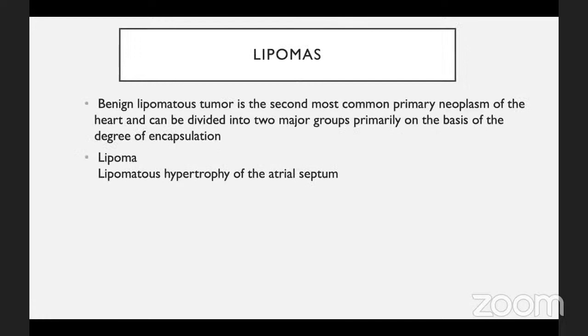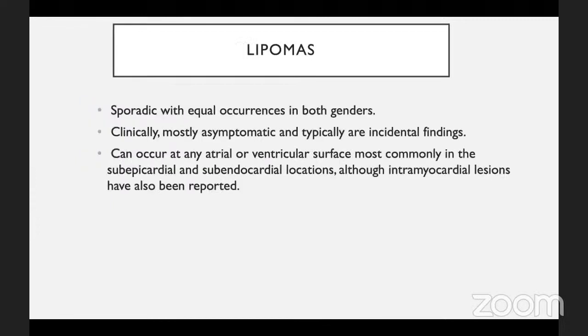The second tumor is the lipoma. Lipomas can be divided into two major groups. The division is based on the encapsulation. We have the lipoma and the lipomatous hypertrophy of the atrial septum. It is sporadic, with equal distribution among males and females. They are incidental findings.